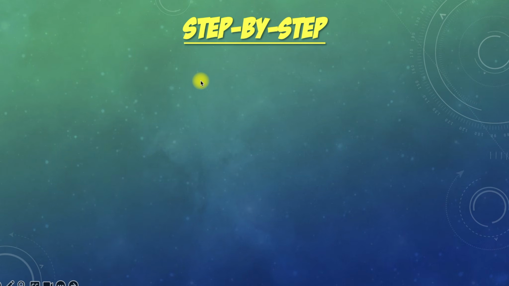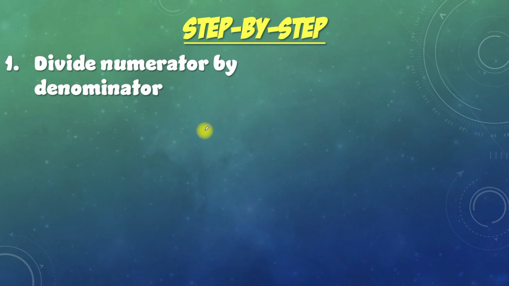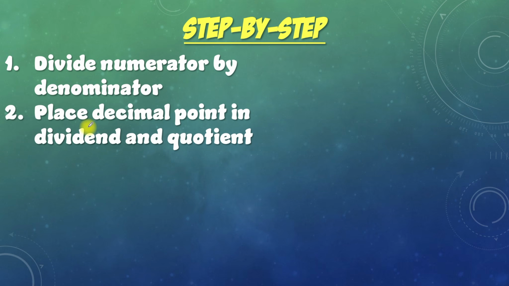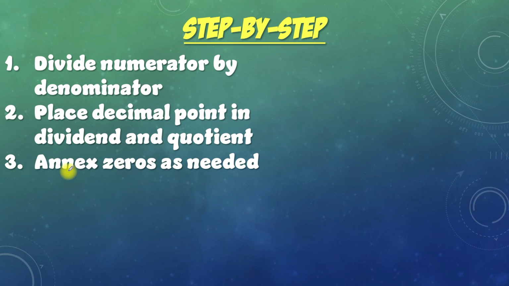Here's a step-by-step process. So step 1. We're going to divide the numerator by the denominator. Step 2. We're going to place a decimal point in the dividend and the quotient. And step 3, we're going to annex zeros as needed.